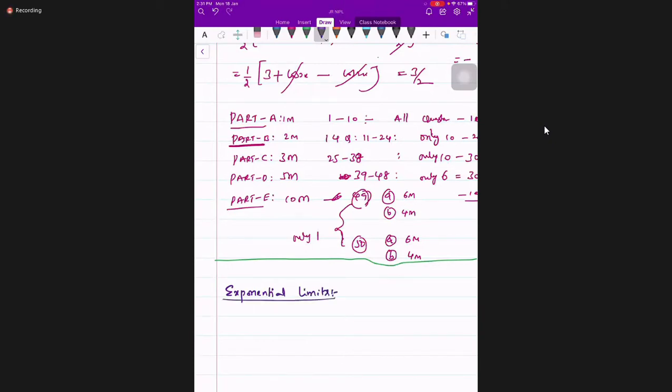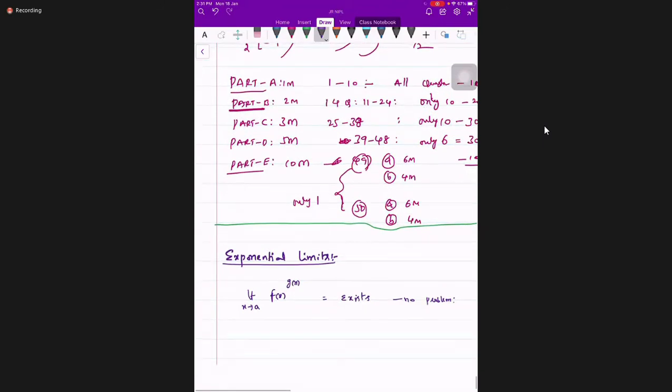See, in these exponential limits, a function to the power of a function will be there. We'll apply the limit to the function. Suppose if this limit exists, then that itself is the answer. No problem. Is that okay, students? If it is not existing, then another possibility arises.